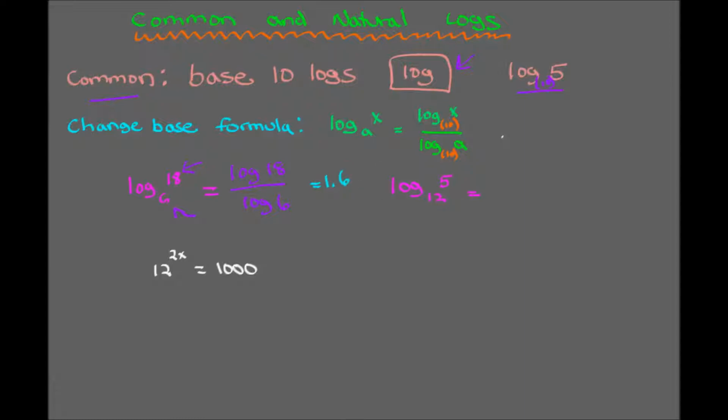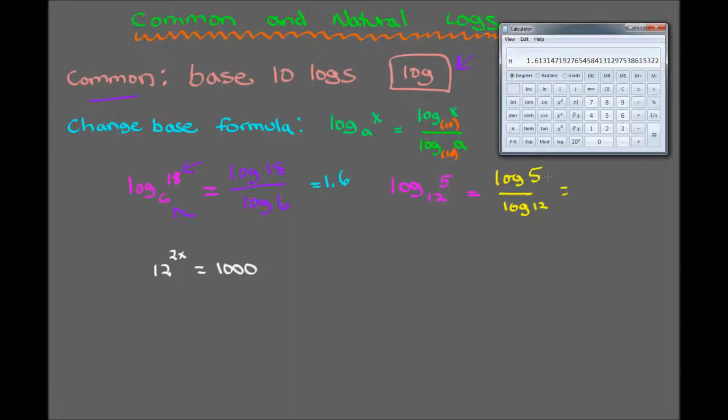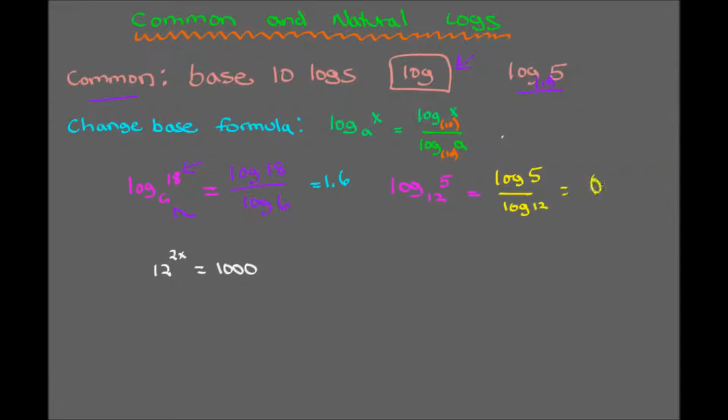So let's try the second one here. That's also very, very similar to what we just did. So first we use the change base formula, and we get log of 5 over log of 12, and we pull out our calculators. We have log of 5 divided by log of 12, and we get about 0.65. And that's our answer.